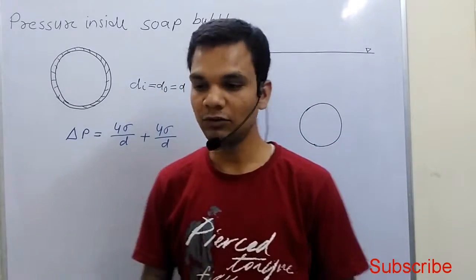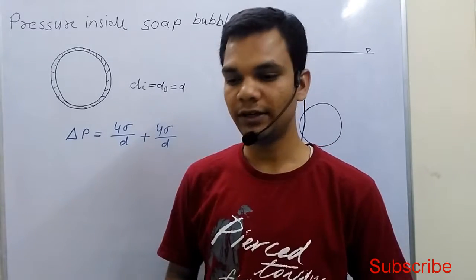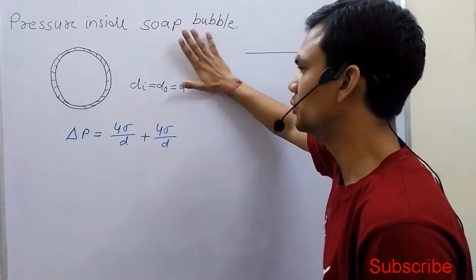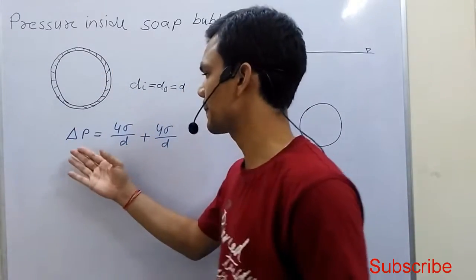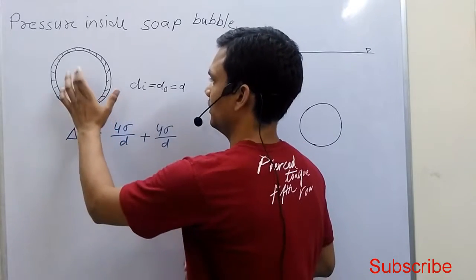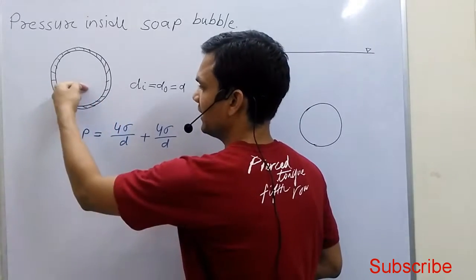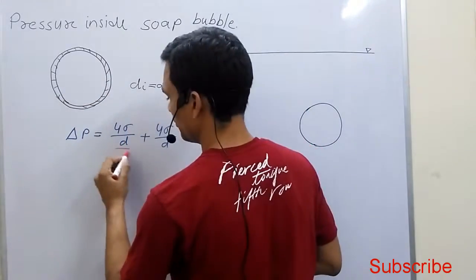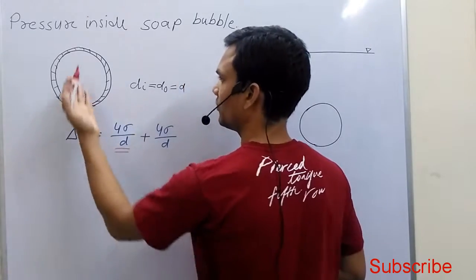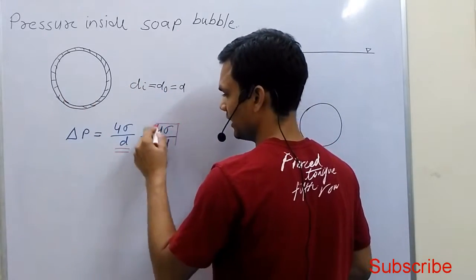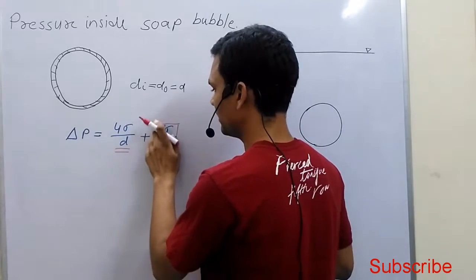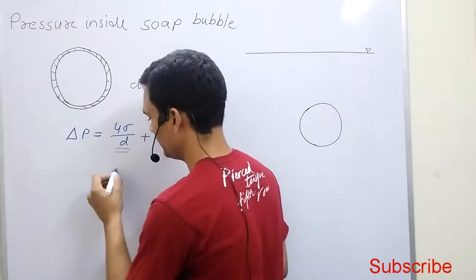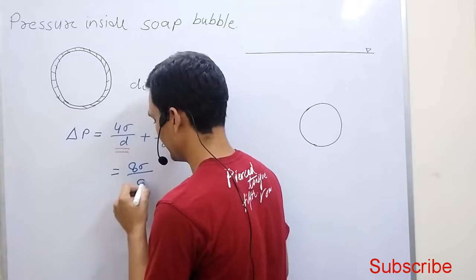Now we calculated for the liquid droplets. So for this the case will be like this, because the pressure will act from this side and that side. So for a liquid droplet we calculate this. Now for the soap bubble this will add on this. So the formula for the soap bubble will be 8 sigma by d.